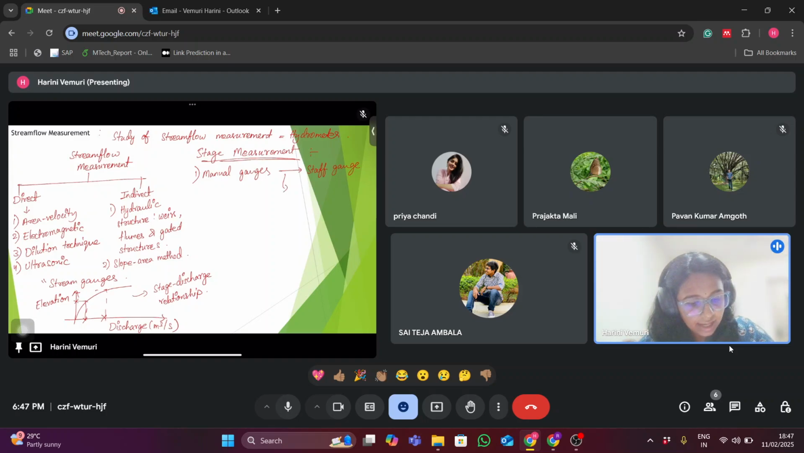And other than staff gauge, we have wire gauge. So as the name itself suggests, we will have a wire rolled around a drum, and we will put the wire into the water till it touches the surface from above. Based on the rotation of the drum, we will know the length of the wire that has gone, which will give us the elevation value of the river. So both these gauges, staff gauge and wire gauge, are non-recording type.